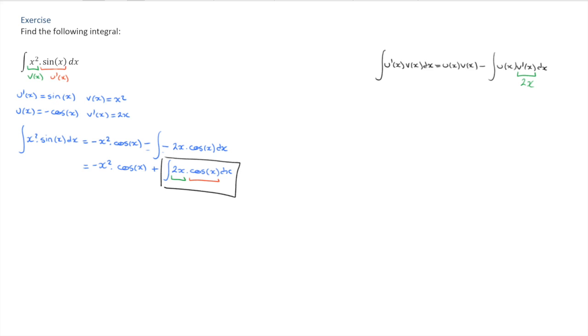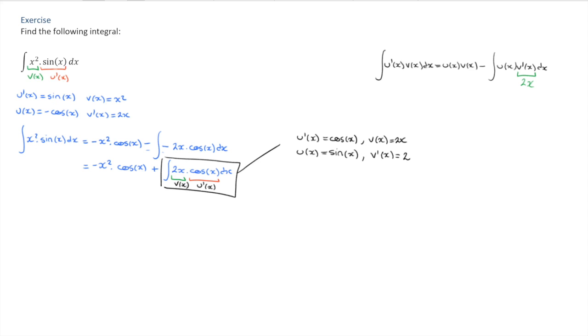So focusing on this integral for a second, if we let u dash of x be cosine of x, and we let v of x be 2x, that would lead us to the following. So u dash of x equals cosine of x, and v of x equals 2x, then u of x equals sine of x, and v dash of x equals 2.